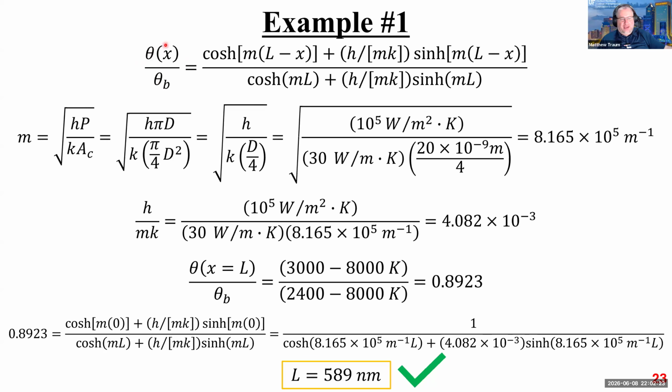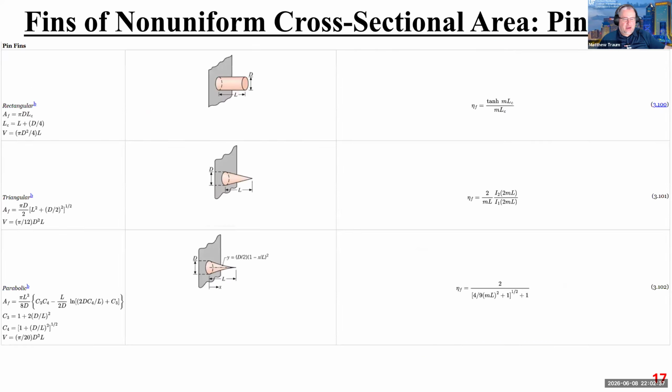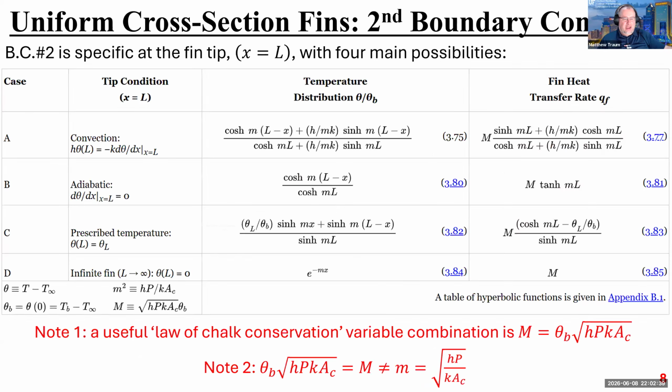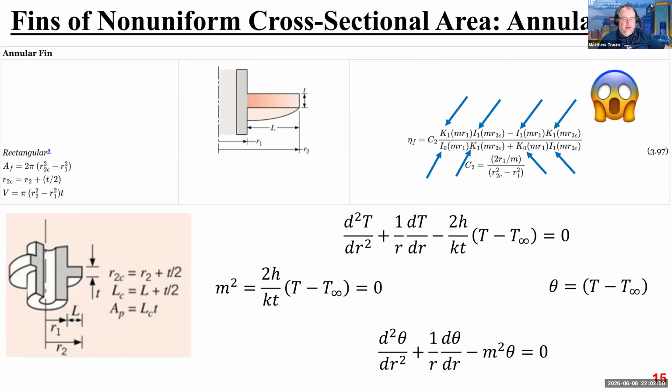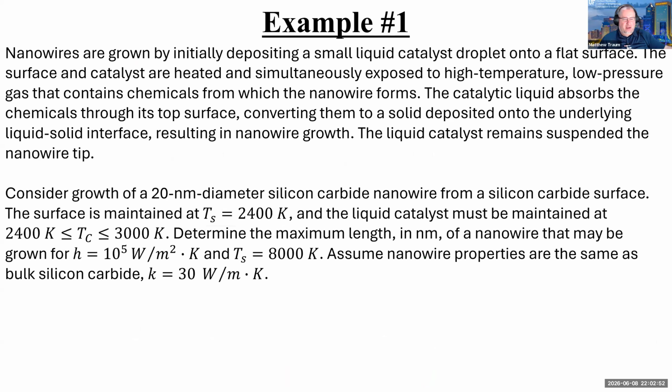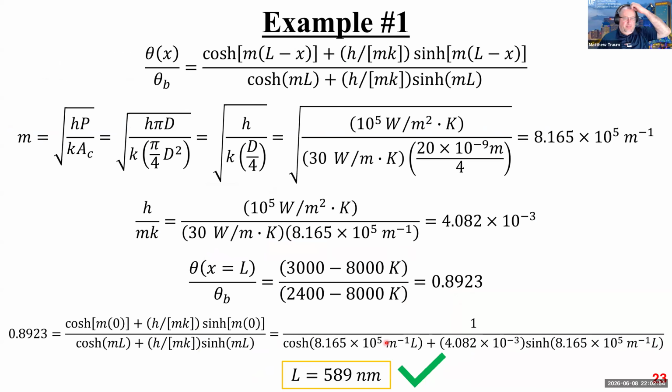Okay, so how do I tackle this? Well, I need the temperature field as a function of x for a single fin that has a prescribed temperature, right? So this equation comes from, if I go all the way back to my table, too far, prescribed temperature, here is the temperature field for a prescribed temperature, right? So that's where this equation comes from. So let's move forward into the example again. There it is. Okay.